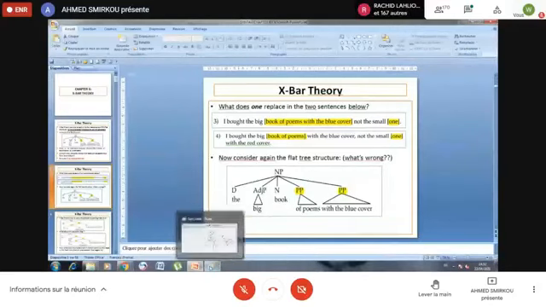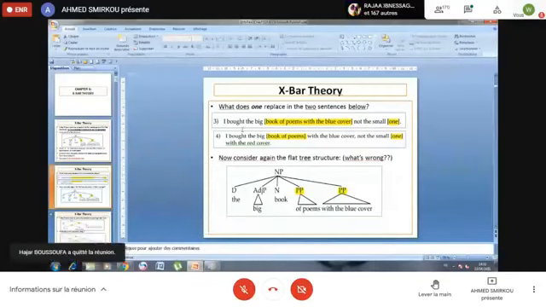Okay, so the first example, I bought the book of poems with the blue cover, not the small one. Here, one replaces only book of poems. What you should understand is that one does not replace the whole phrase, the big book of poems with the blue cover.